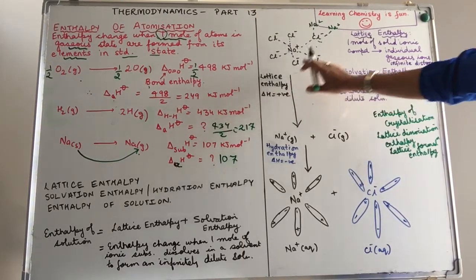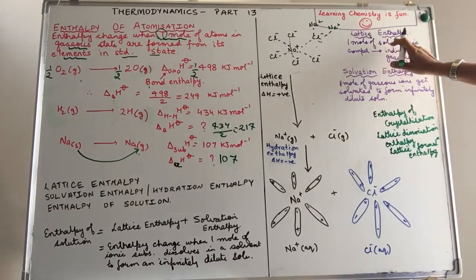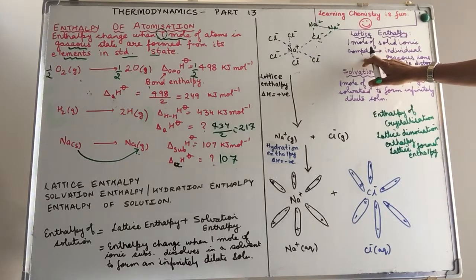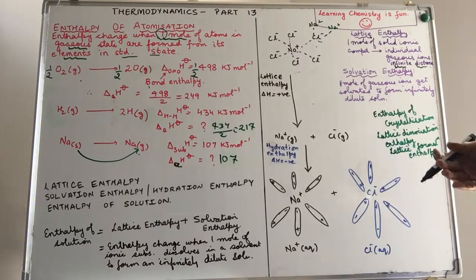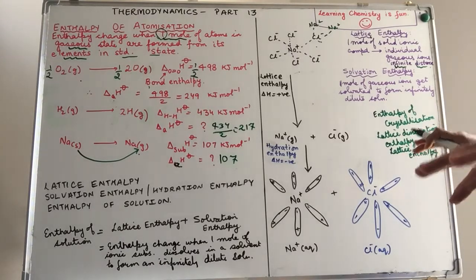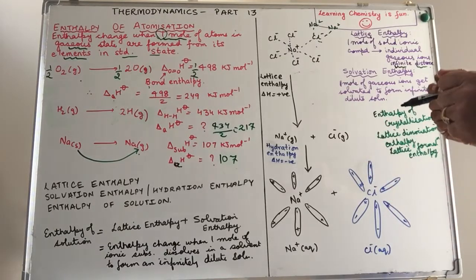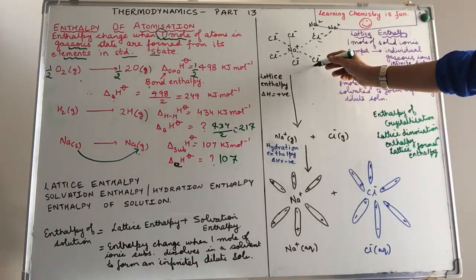What is lattice enthalpy? The enthalpy change when 1 mole of a solid ionic compound is converted into its individual gaseous ions so that they are an infinite distance apart from each other. Basically, they can't come close to each other. You've pulled them away so much that they can't reunite to give you back the crystal.